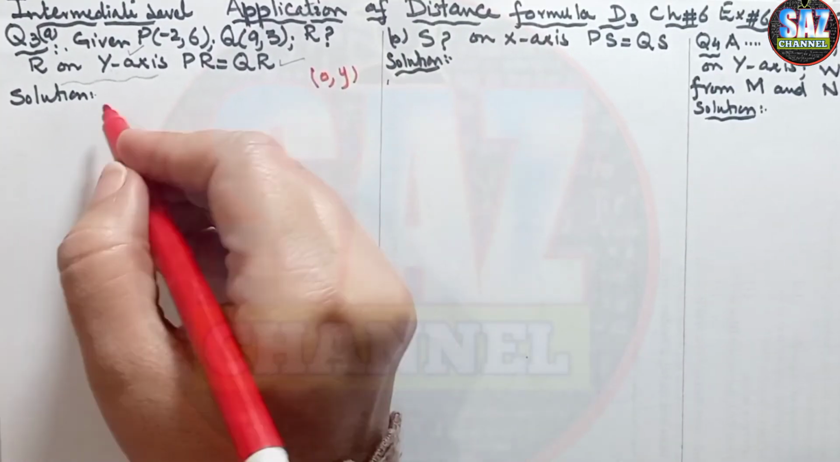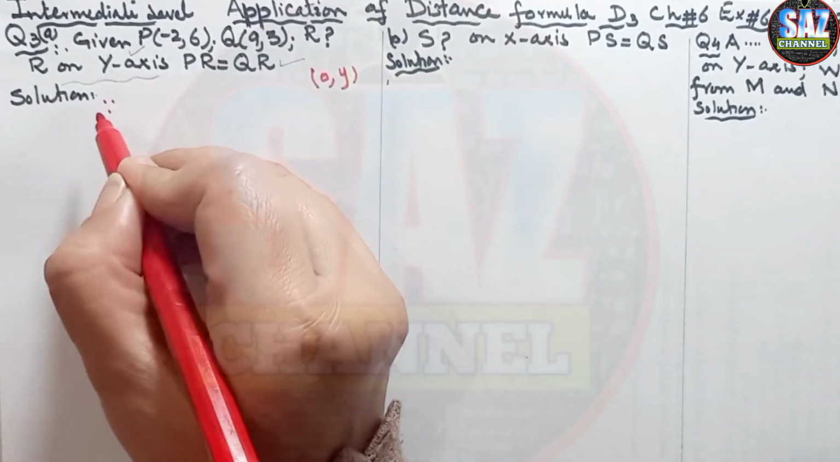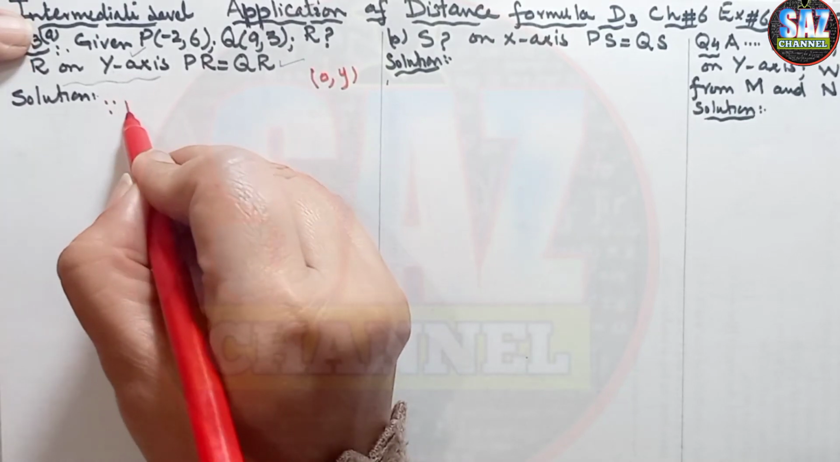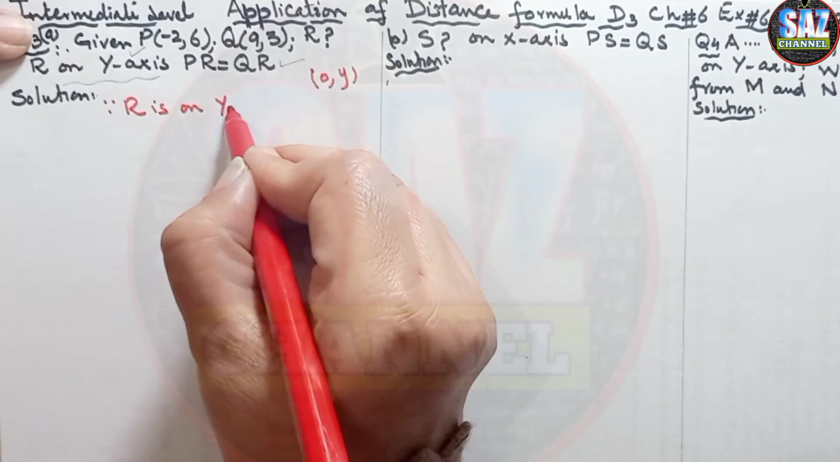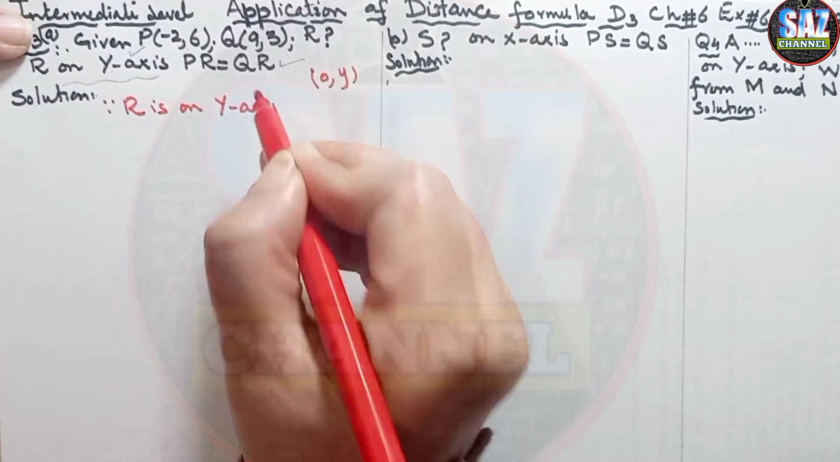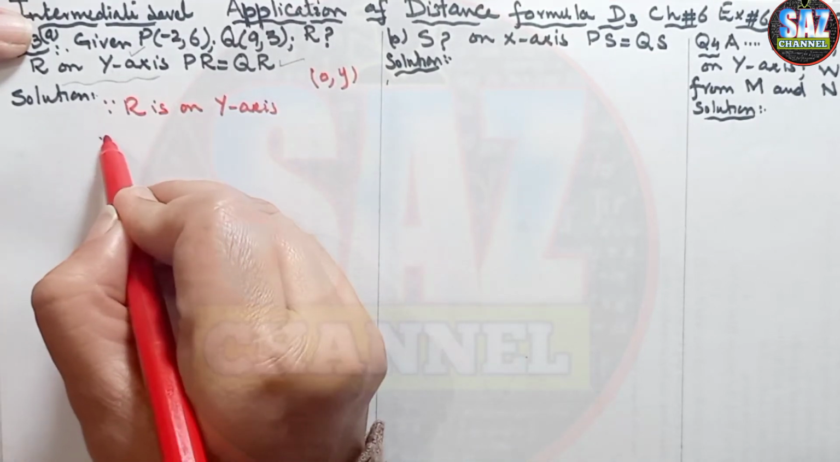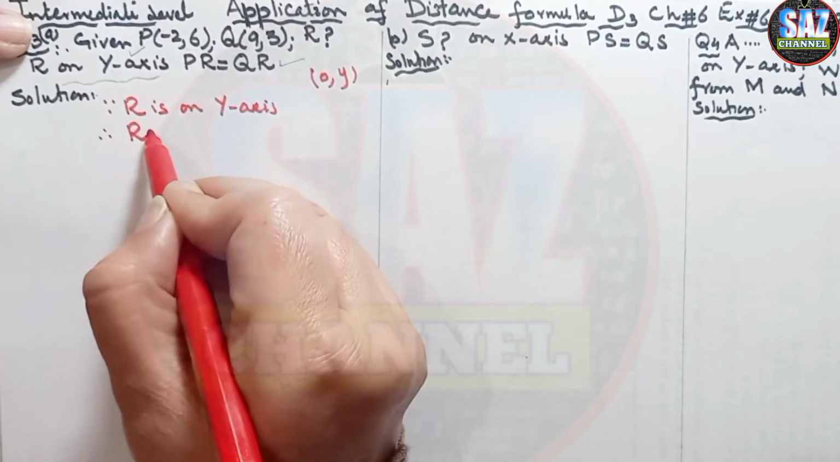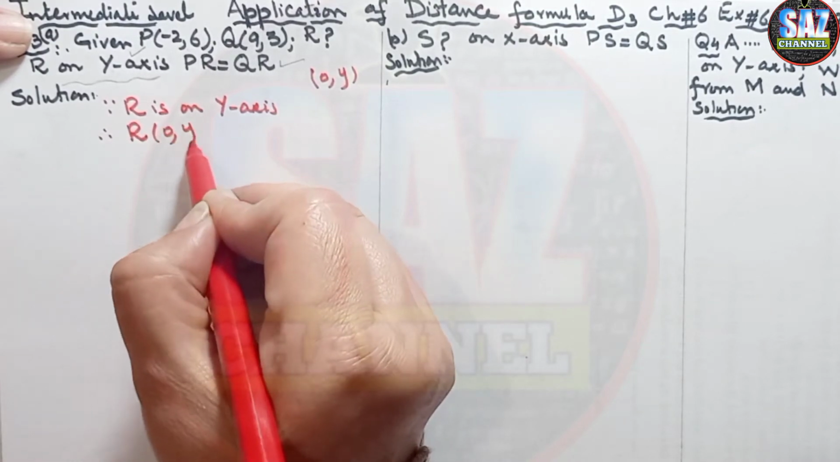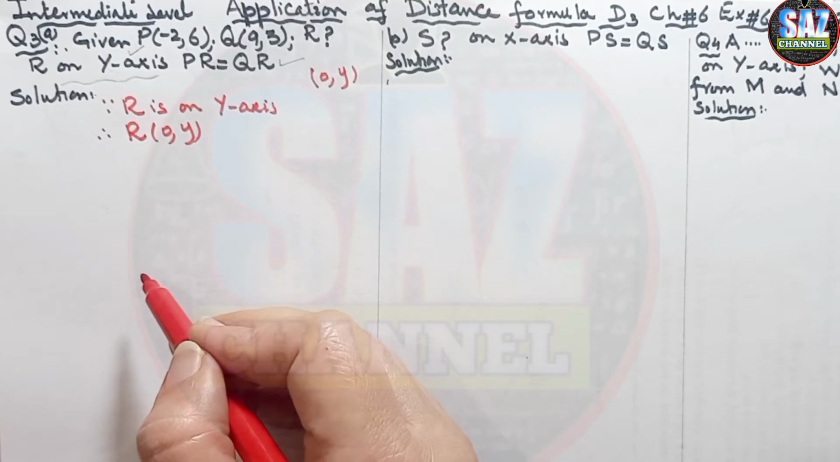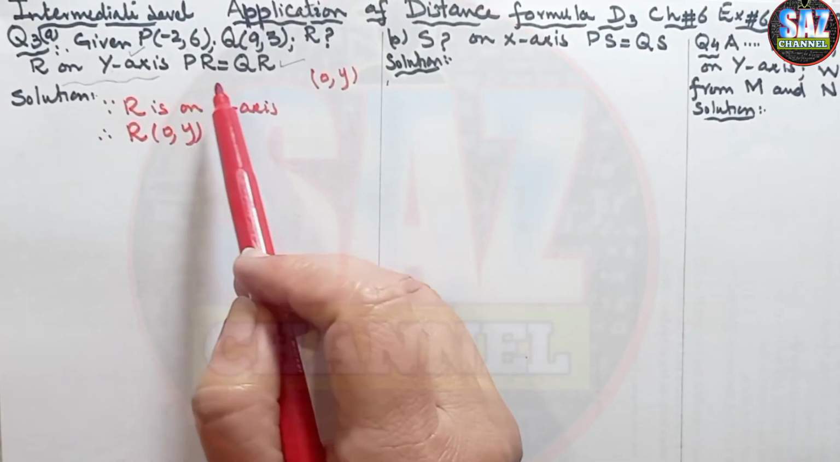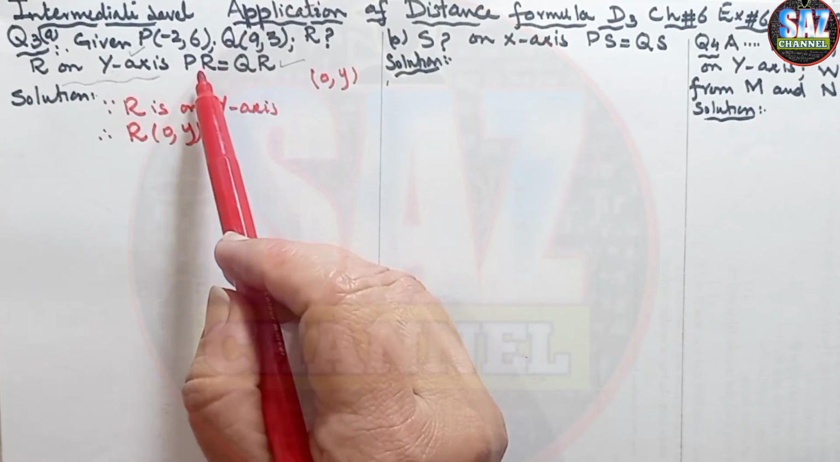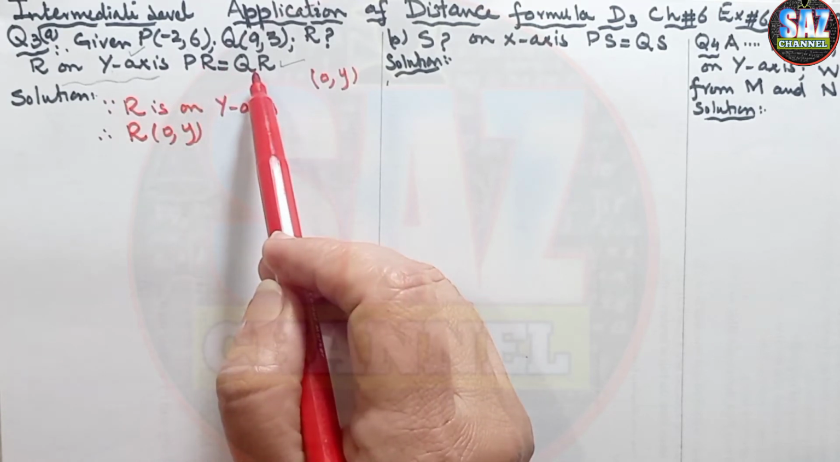So because R is on y-axis, therefore the coordinates of R will be 0 and y. R will have the coordinates 0 and y. And now, what do we mean by this condition given that PR equals to QR? It means that distance between P and R equals to distance between Q and R.